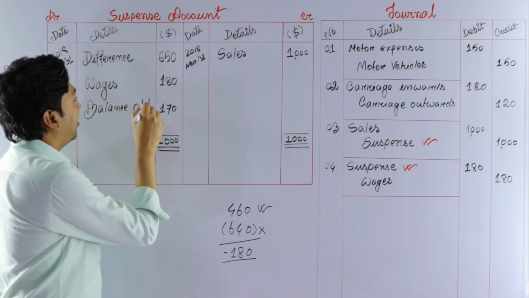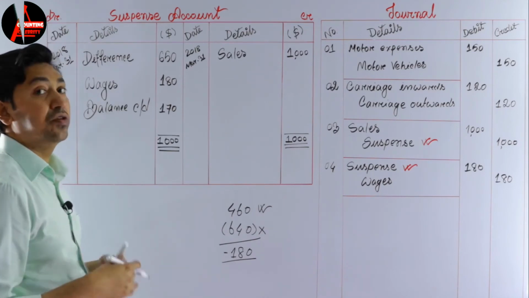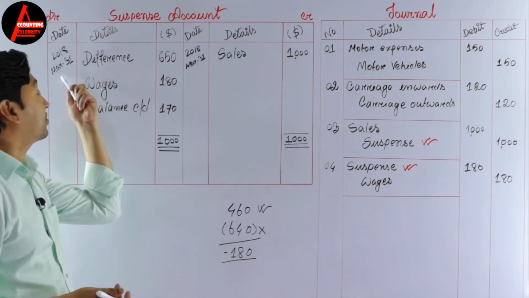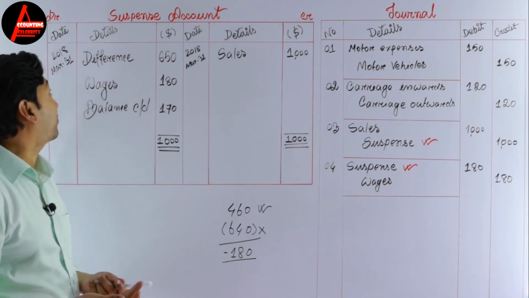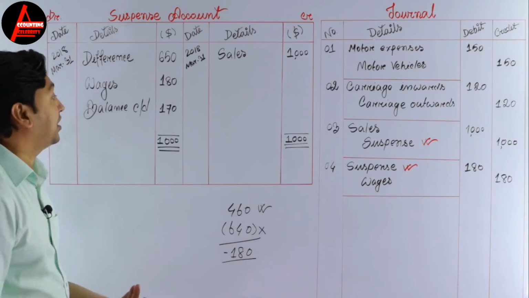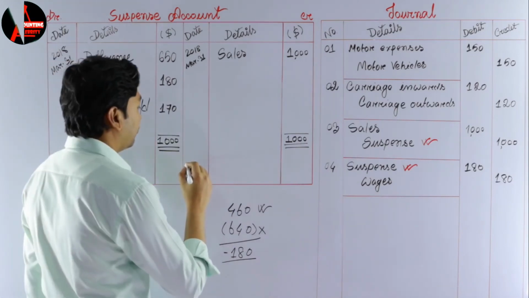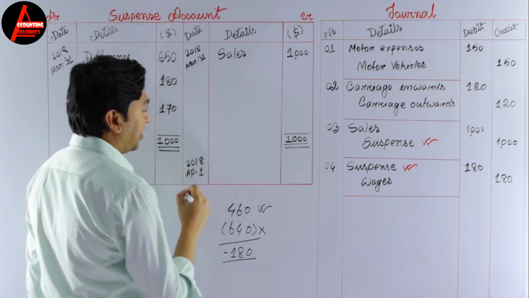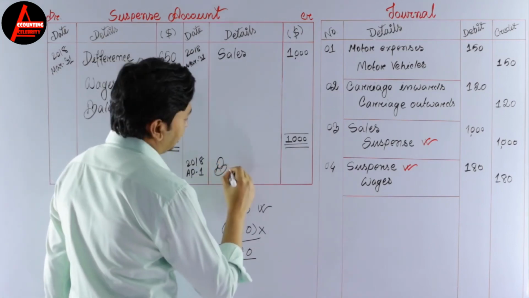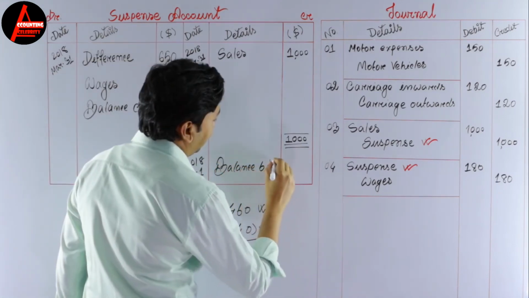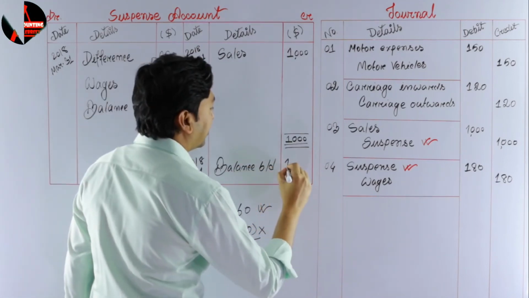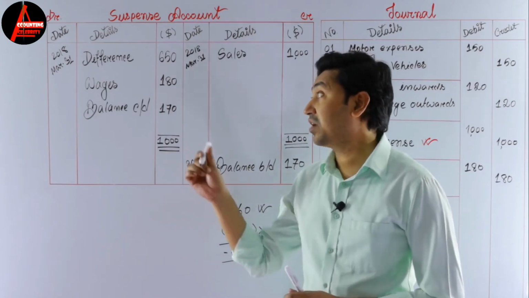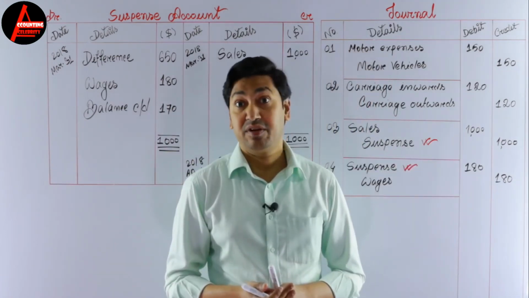c/d means balance carried down. So this balance will go to the next accounting period. Her year ended on 31st March 2018. That means from the 1st April 2018 she will start her new accounting period. So we will write here 2018 April 1st. We have to bring down this balance. So let us write here balance b/d, which means brought down. So $170. Still she has errors in the business amounting to $170, and she has to discover these errors.